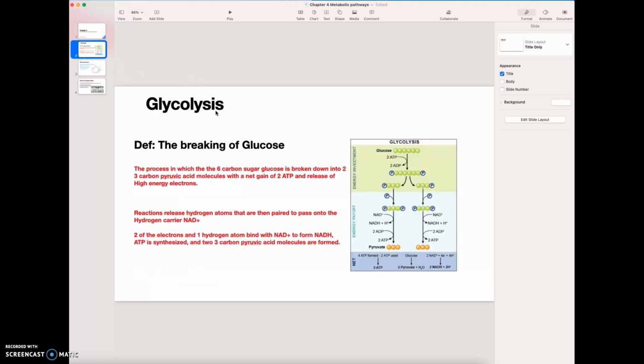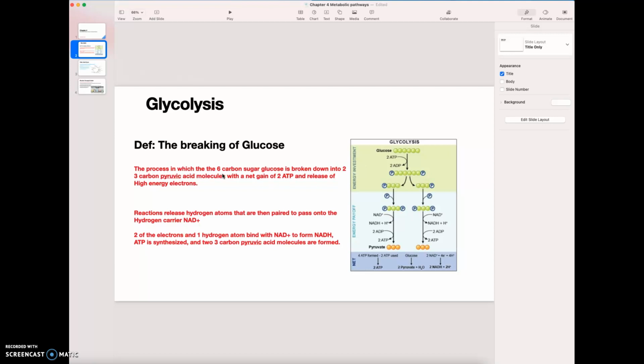Glycolysis, in its literal definition, is the breaking of glucose. Glucose is a 6-carbon molecule that initiates the start of glycolysis by using 2 ATP.